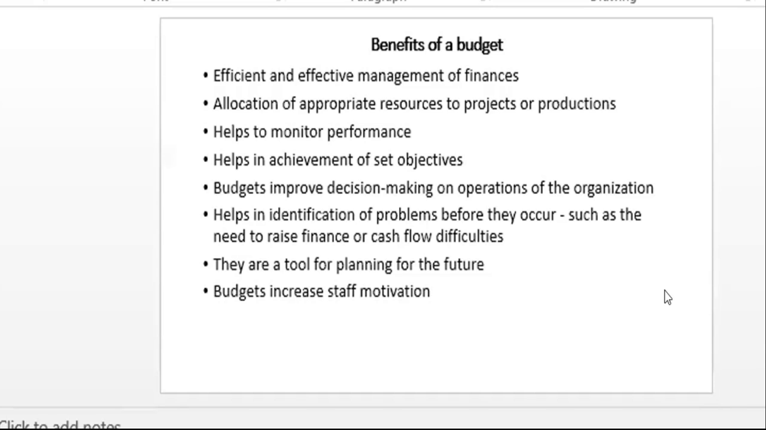Then they are a tool for planning for the future. We are able to plan for the future. A budget is a tool, as you said, because it has to come before the implementation. So it's a tool for planning. You plan for what you want to achieve. You plan for what you want to spend within a given period. You plan for what you need to earn or to receive within a given period, and how and when.